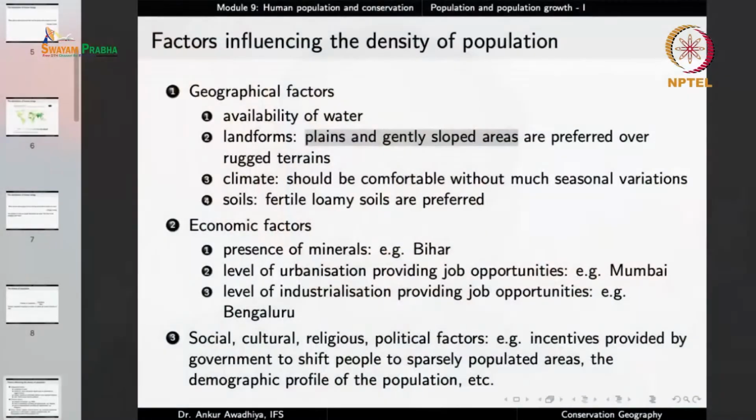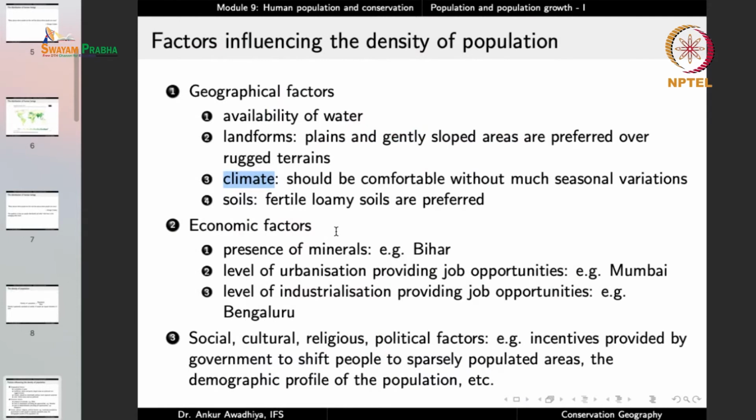So for instance, in our country, you will find that the northern plains are very densely populated. They are plain areas with lots of water because of the river Ganges. So we have a huge amount of population density in those areas. But if you look at areas that have a rugged topography, such as the Western Ghats, you will find that the population density is lesser in those areas.